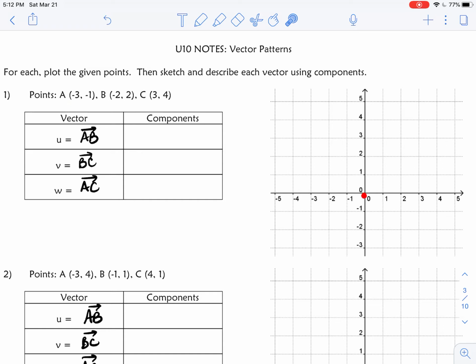From the origin, we're going to move 3 to the left and 1 down for point A. And label your points. For B, from the origin, we're going to move 2 to the left and 2 up. And for point C, we're going to be moving 3 to the right and 4 up.